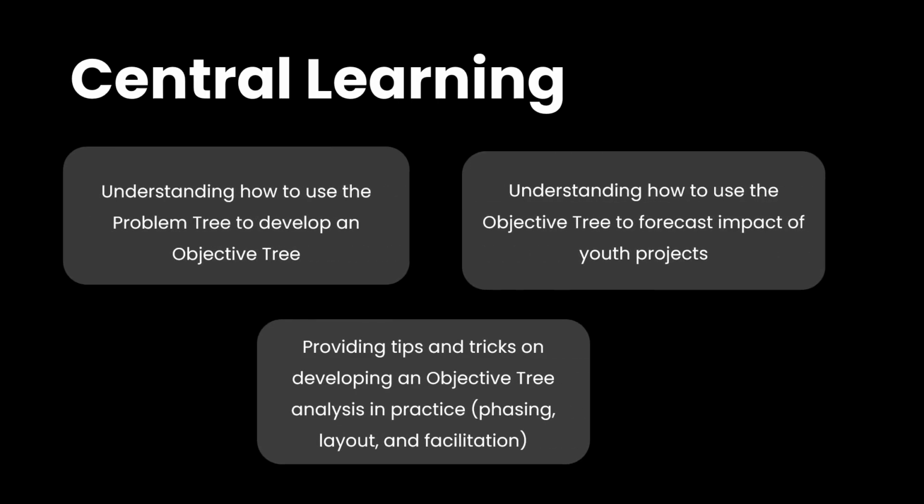So, central learning covers three main things. First, understanding how to use the problem tree to develop an objective tree. Secondly, understanding how to use the objective tree to forecast the impact of youth projects. And third, providing tips and tricks on developing an objective tree analysis in practice, meaning phasing, layout, and facilitation.